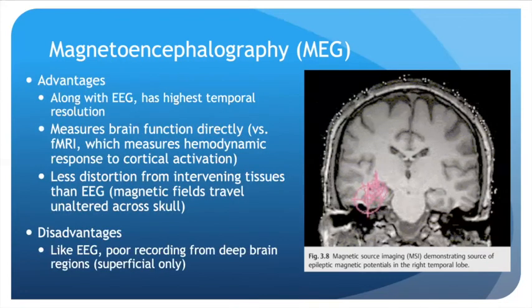Advantages of MEG: along with EEG, it has a high temporal resolution, and it measures brain function directly versus fMRI, which measures hemodynamic response. And there's less distortion from intervening tissues than in EEG. Disadvantages: like EEG, there's poor recording from deep brain regions.